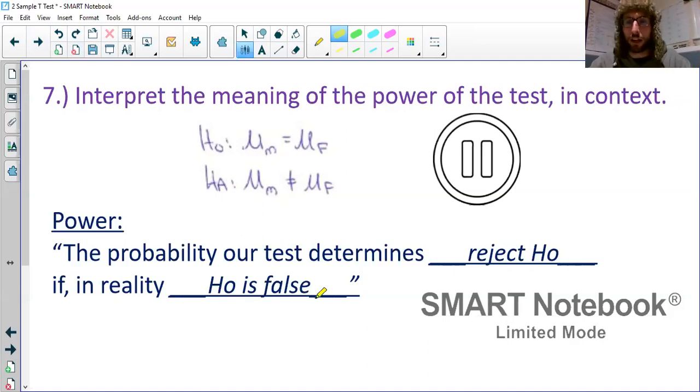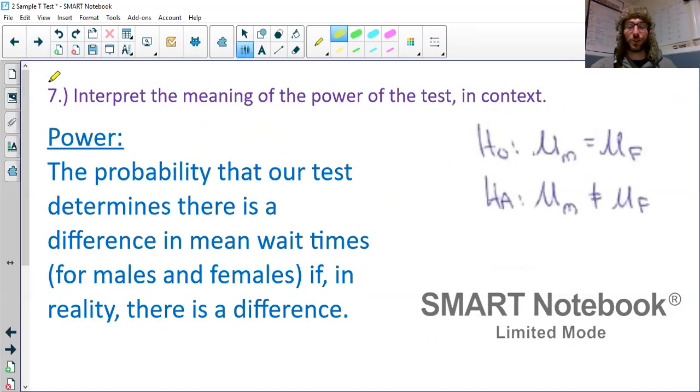So really, I like to use this definition and just fill in the blanks. In this case, think about what we would conclude if we rejected the null, and in reality, what it would mean if the null were false. And then hopefully we got something like this. The power is the probability that our test correctly determines there's a difference in mean wait times if there is in fact a difference in mean wait times at the coffee shop for men and women.